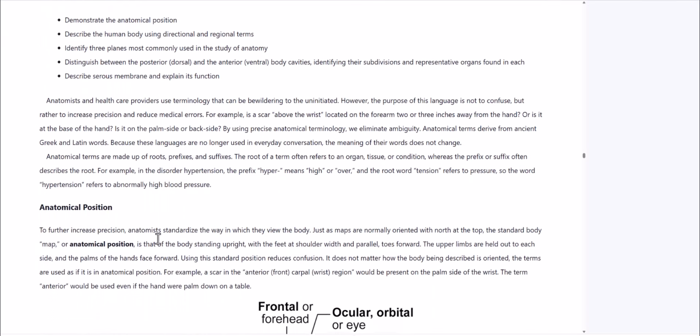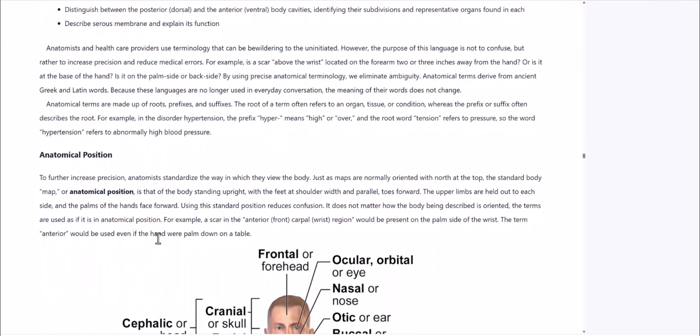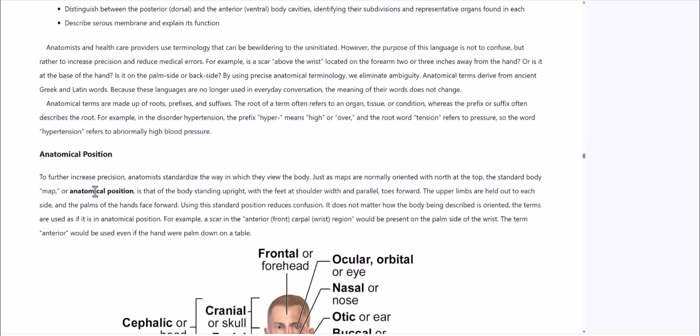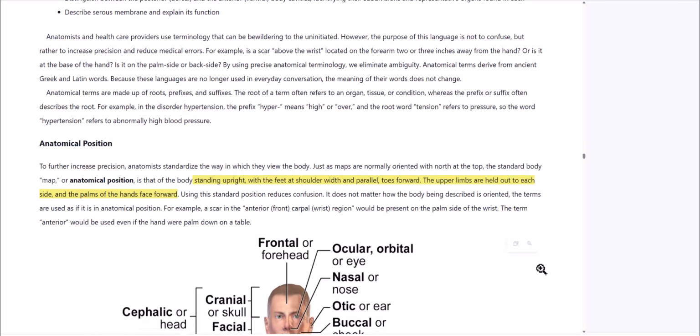And so I'm going to go through this quickly, and you are going to spend a deeper dive watching your lab content and studying that this week. So we start off with anatomic position. You are learning that anatomic position is the body standing upright, feet at shoulder width and parallel, toes pointing forward. The upper limbs, the arms are down, palms are facing forward. So this is your classic description of anatomic position.